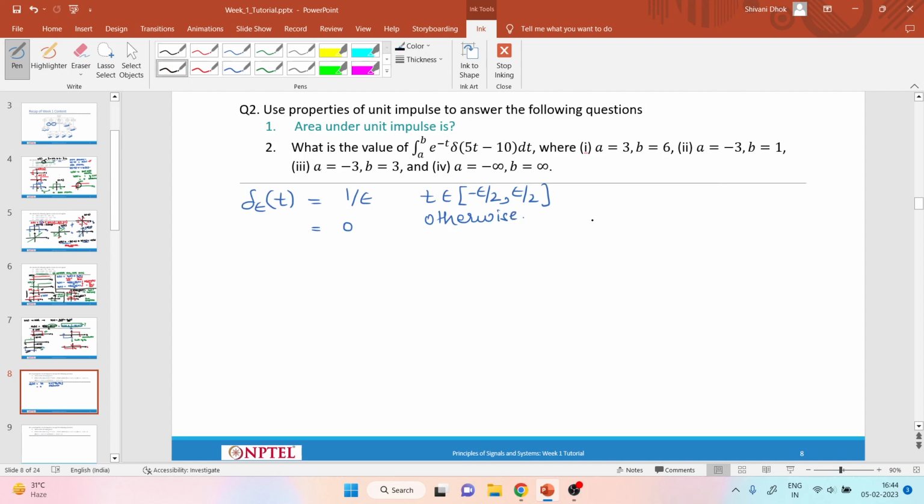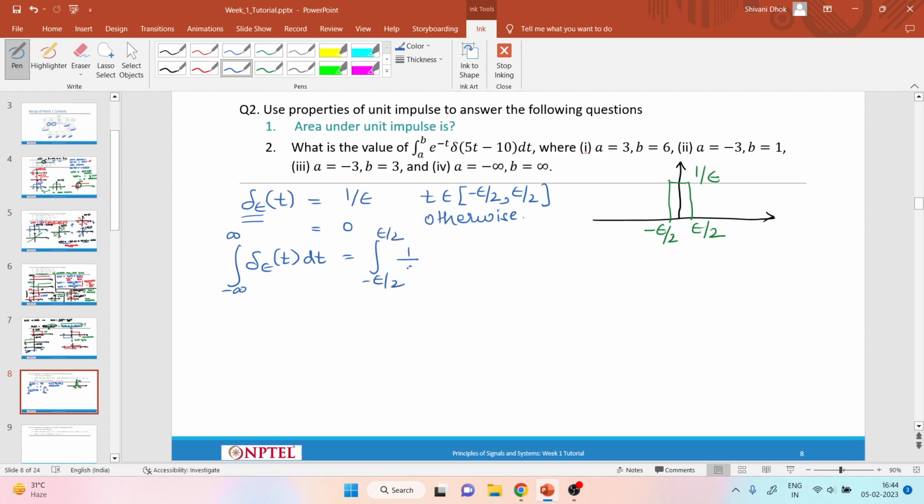So how did it look? It was something like this. It had an amplitude of 1 by epsilon, and this part was minus epsilon by 2, and this part was epsilon by 2. And the main property of this signal was that if we take its area, integral from minus infinity to infinity of delta epsilon of t dt, that will be equal to the integral from minus epsilon by 2 to epsilon by 2 of 1 by epsilon dt, and this results in 1.